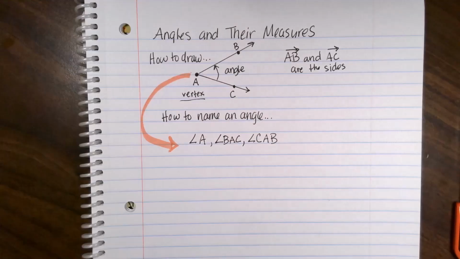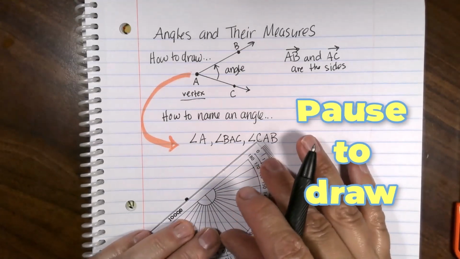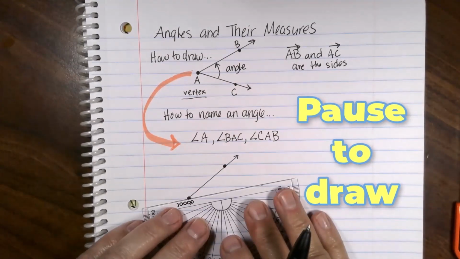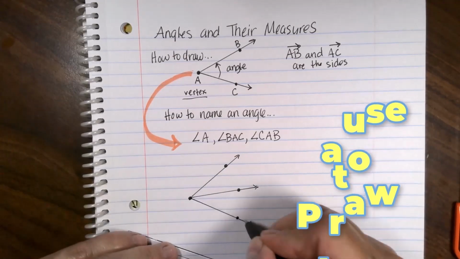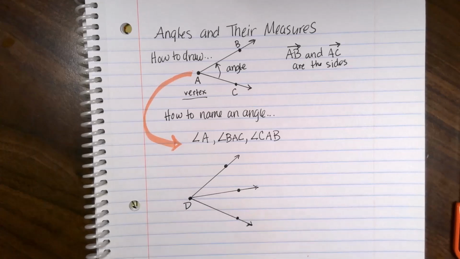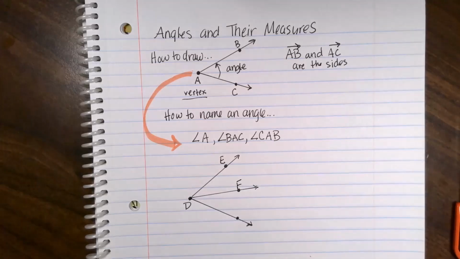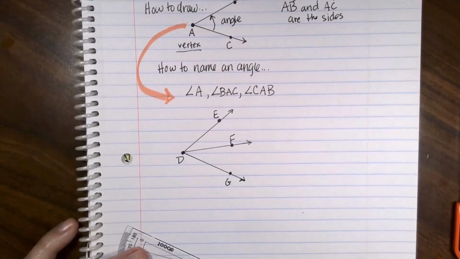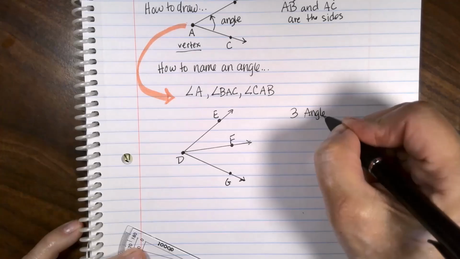Now let's look at a different diagram. Three rays with the same initial point. That initial point is D. This will be E, this will be F, and this will be G. Now for this one, you cannot call this angle D because there are actually 3 angles that have D as a vertex.